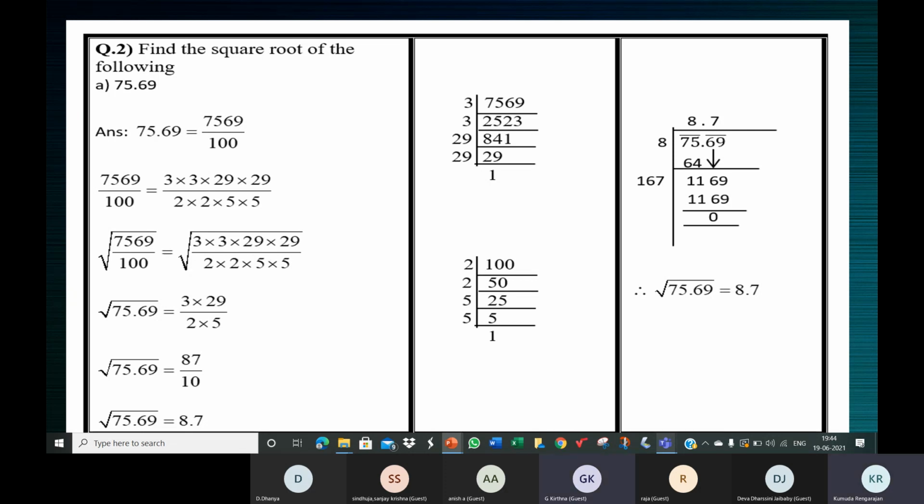Ma'am, can you repeat, ma'am? I said 285.61. Using both the methods, the long division method as well as the prime factorization method, I want you to find the square root. First, by the prime factorization method.